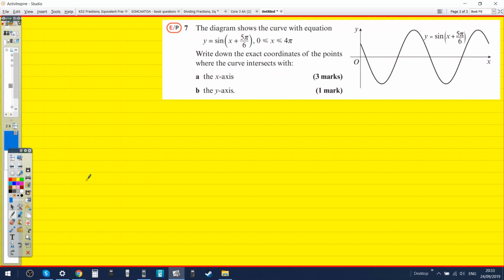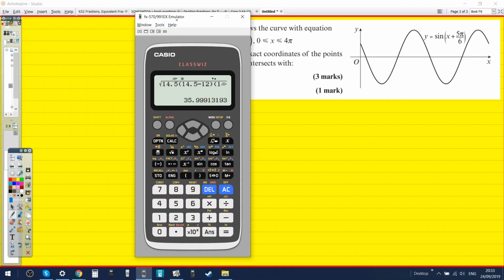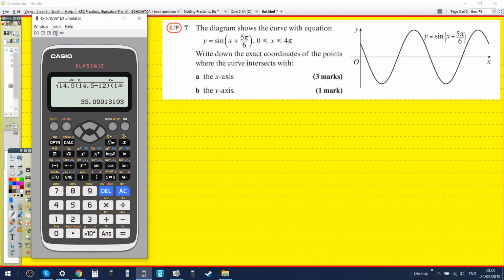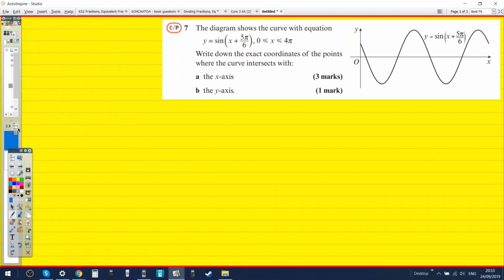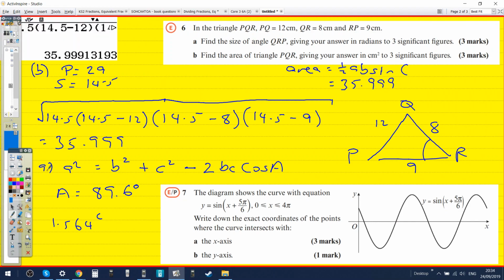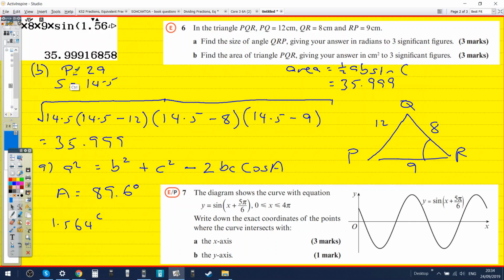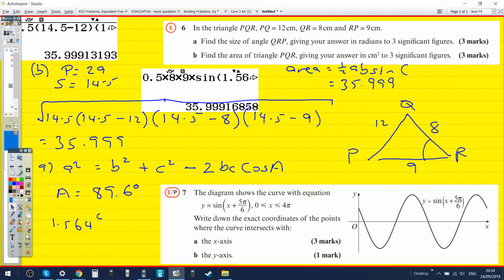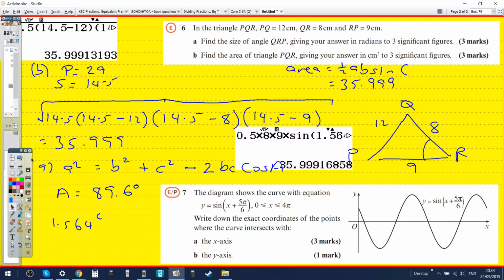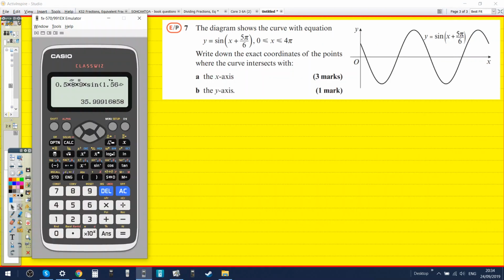So you want to find the coordinates where the curve meets the x-axis. So you replace x with 0. Yep. So it's y equals sine 5 pi over 6. Mm-hmm. And for that, do you just solve sine 5 pi over 6? Nothing to solve. Just put it in a calculator. Just put sine 5 pi over 6? Yep.